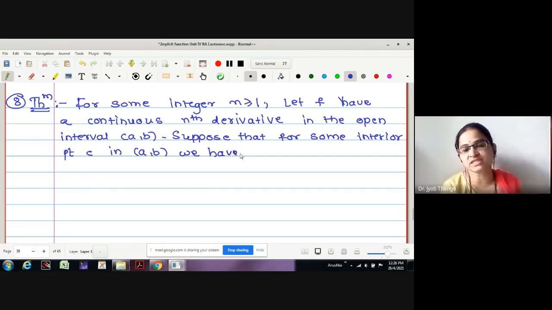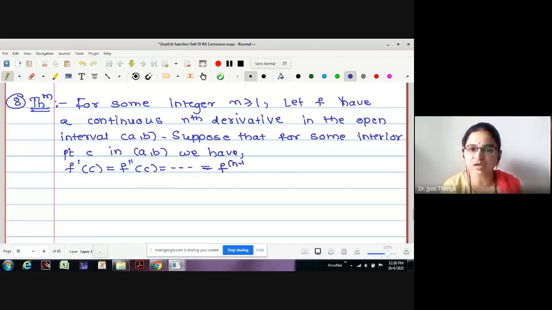I think someone has asked me why we were not using first, second, third order derivatives. Now here is the condition at which we use all the possible derivatives: f dash of C, f double dash of C, and so on up to the (n minus 1)th derivative at the point C is equal to 0, but the nth derivative at the point C is not equal to 0.